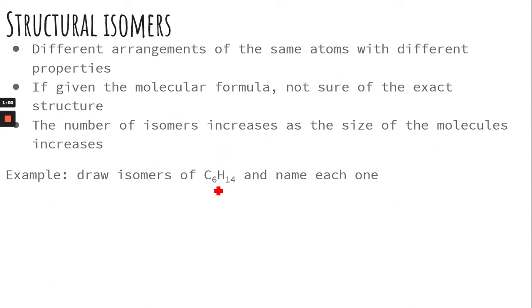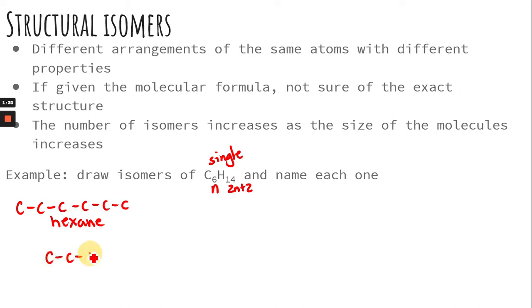Now, if you notice, this is N, and then this would be 2N plus 2, so we know that these are all single bonds. So we could draw carbon, and then put in our hydrogens, and so we would have hexane. However, we could rearrange this by removing one of the carbons and putting it as a side group.